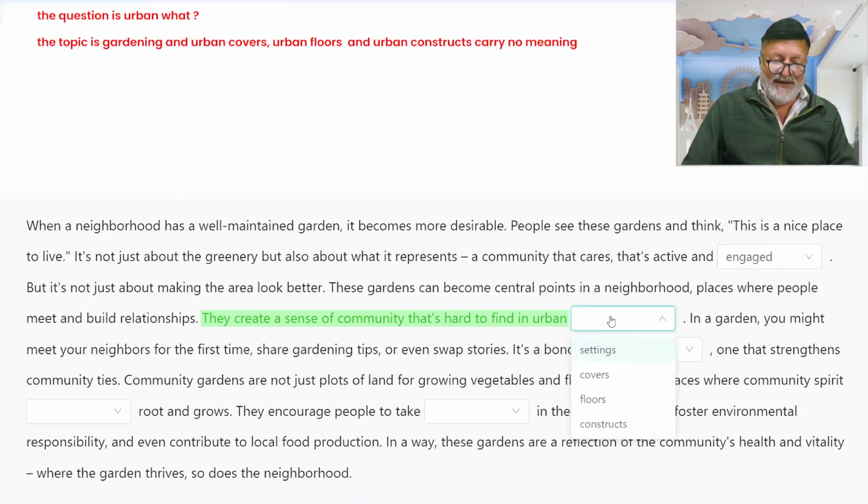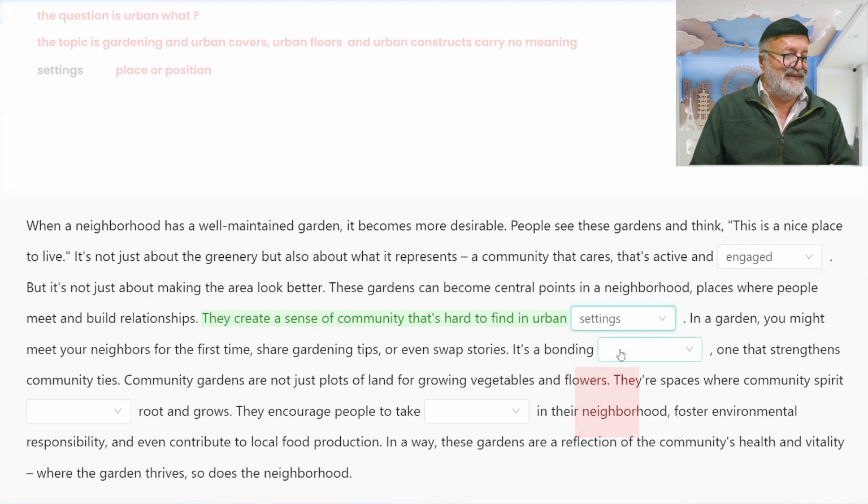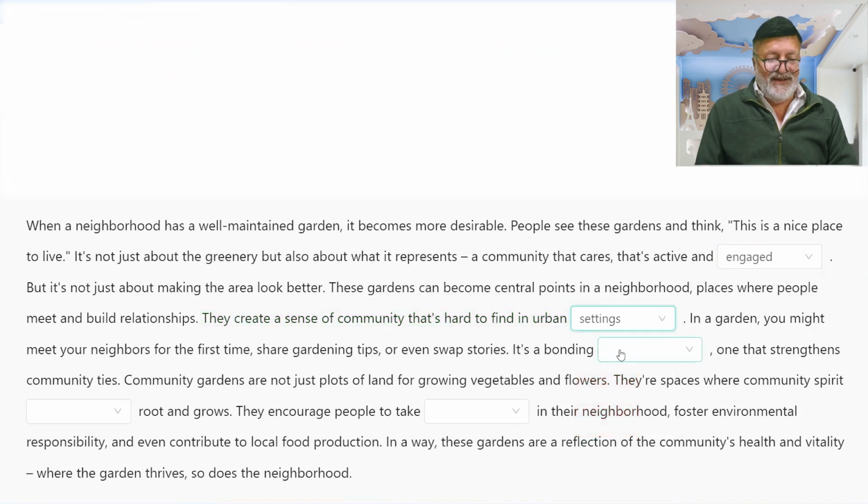The topic is gardening and urban covers, urban floors and urban constructs carry no meaning and therefore can be struck off. Setting means place or position and so it is the right choice because garden can exist in urban places. For the next blank, we can start from it's a bonding dash, one that strengthens community ties.